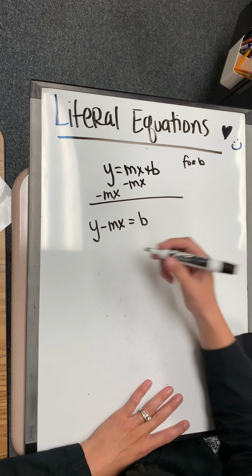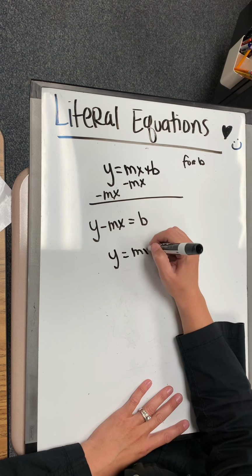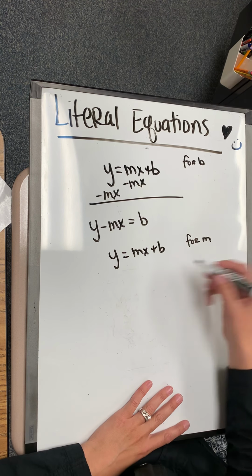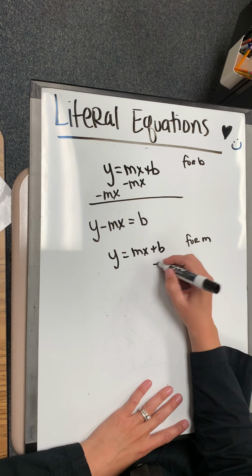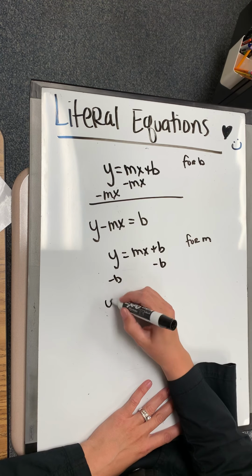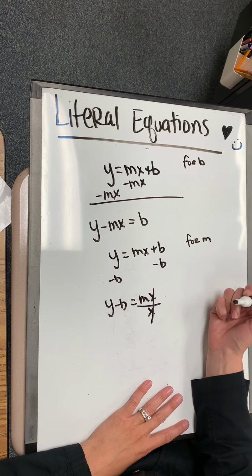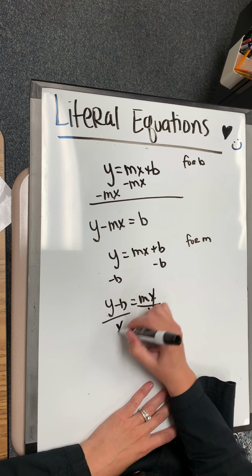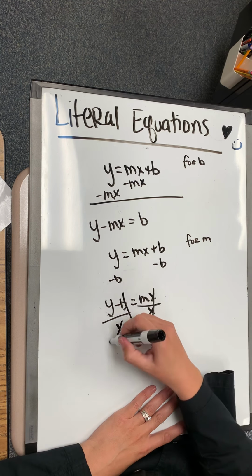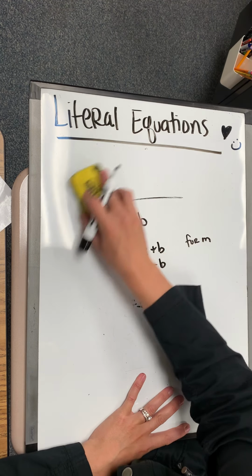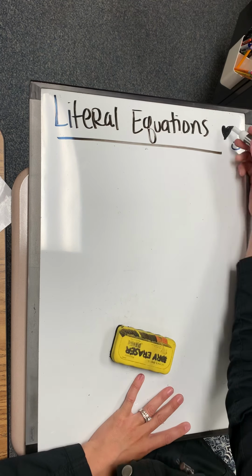I can even solve for m. Y is equal to mx plus b. This is like our two-step equation again. So we minus b, y minus b is equal to mx. Divide by x this time because I'm trying to isolate m. So I would divide by x, and that right there is equal to m. Let's do one more just because I love them and I think they're fun.